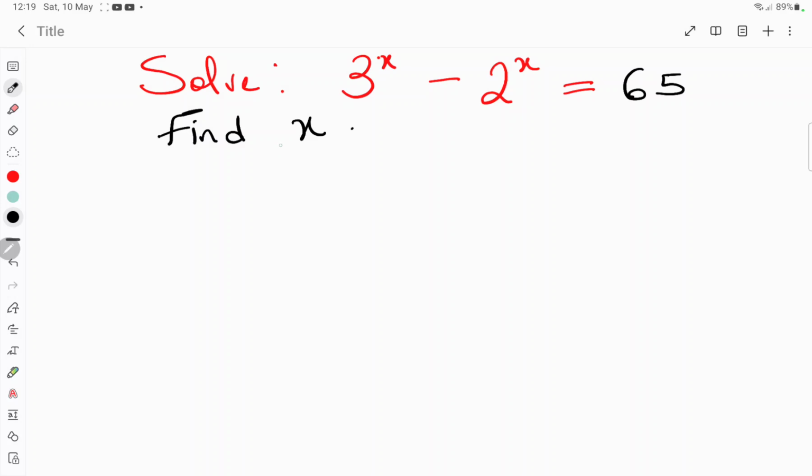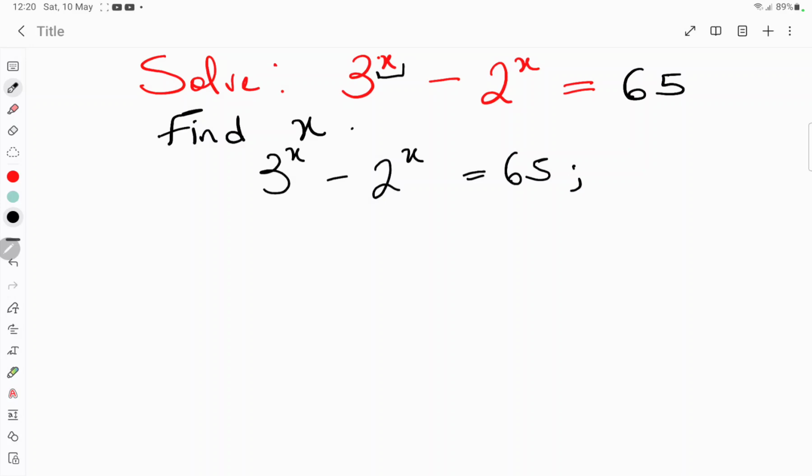In today's tutorial, we will be solving this Maths Olympiad problem. Our goal here is to provide the value of x that will satisfy this initial equation. We are given that 3 to the power of x minus 2 to the power of x is equal to 65. Let's work out the value for x.